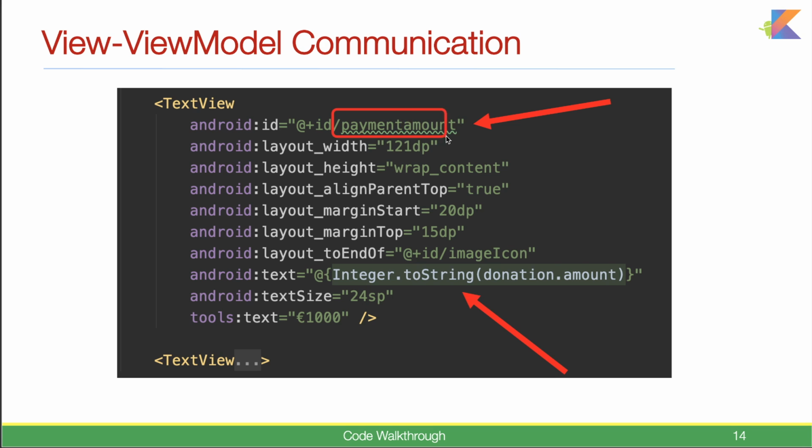There's our payment amount. Again, that hasn't changed from the first version of donation. What has changed now is this here. As we saw in previous examples in the last section, we are getting at the donation.amount property, converting it to a string using our integer class, and assigning it in the text property. And we do the same with the other text view as well. So anytime there are any changes made, that will be automatically updated for us.